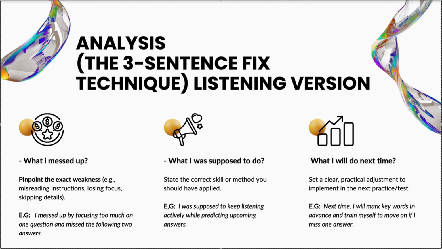So, here comes our second question. What I was supposed to do: state the correct skill or method you should have applied. I was supposed to keep listening actively while predicting upcoming answers. And the third one is what I will do next time. Set a clear, practical adjustment to implement in the next practice or test. Next time I will mark keywords in advance and train myself to move on if I miss one answer.